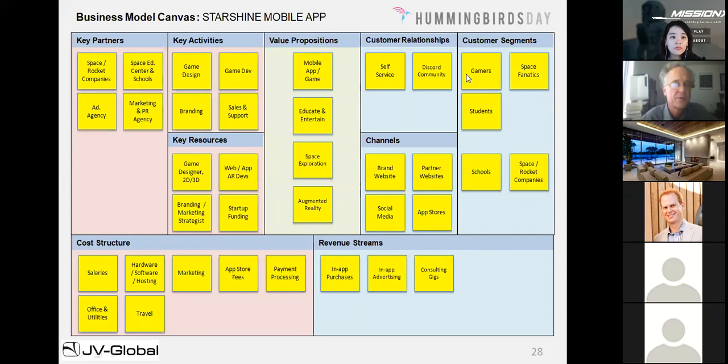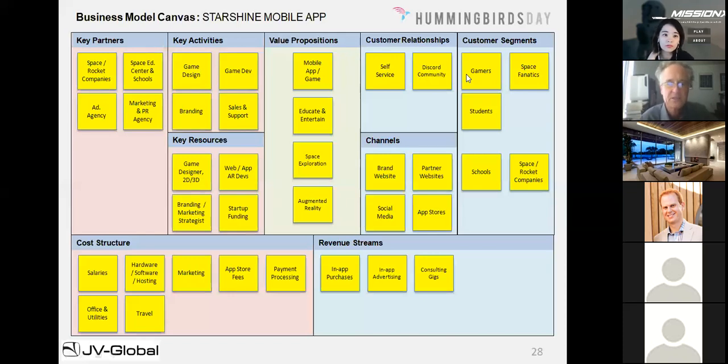And so the key partners then, the final box on this particular business model canvas include, like I said earlier, space and rocket companies, as well as schools or space education centers. Ideally, we would want to make them paying customers, but if that's not possible, let's sign them up for partnerships and use their vast communities of supporters and followers to promote our product, right?